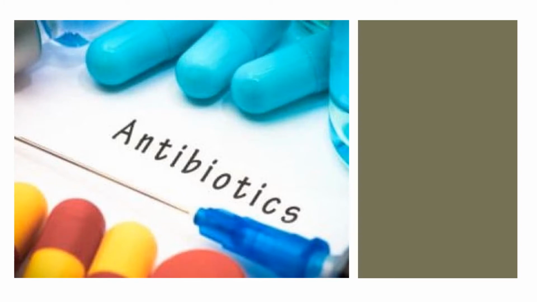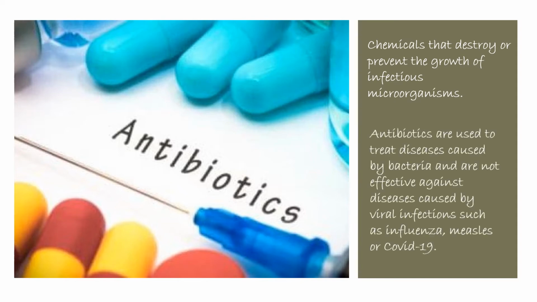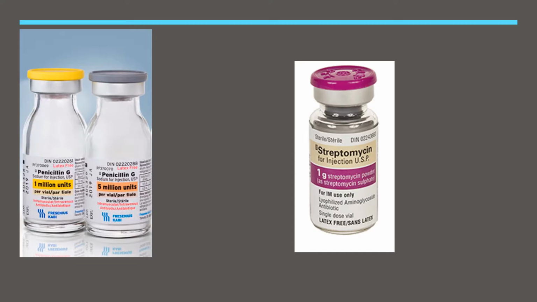Now let us look at the second type of modern medicine, antibiotic. Antibiotic is a chemical that can destroy or prevent the growth of infectious microorganisms. Antibiotics are used to treat diseases caused by bacteria and are not effective against diseases caused by viral infections such as influenza, measles, or COVID-19.